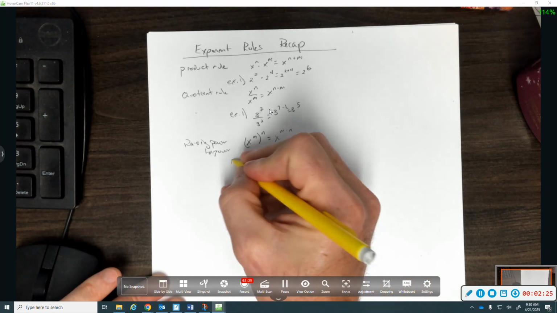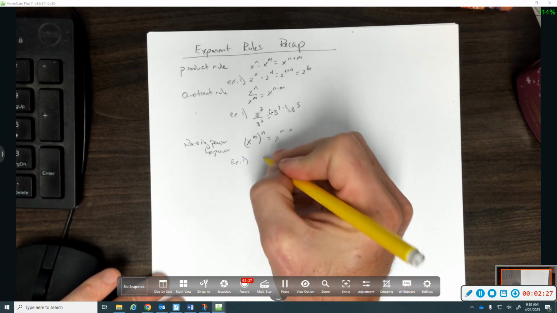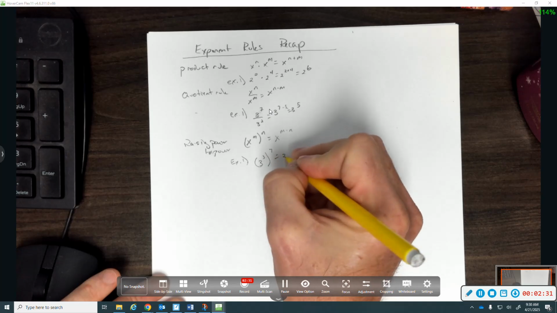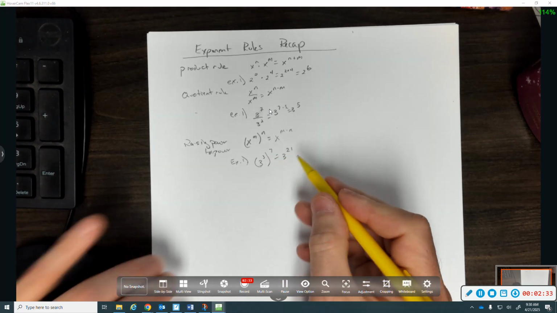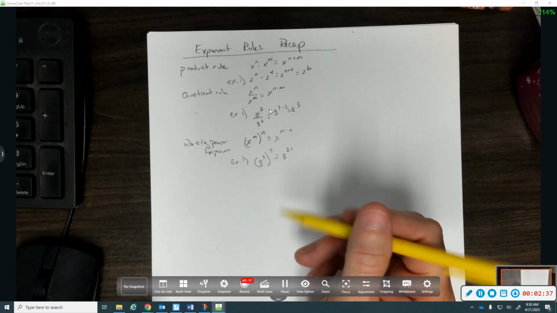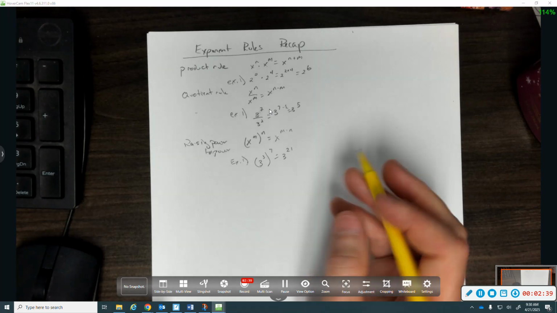So, an example: 3 to the 3rd raised to the 7th is 3 to the 21st. Now, our calculators can figure out what all of that is, but we're not going to worry about that right now. These are just recapping.